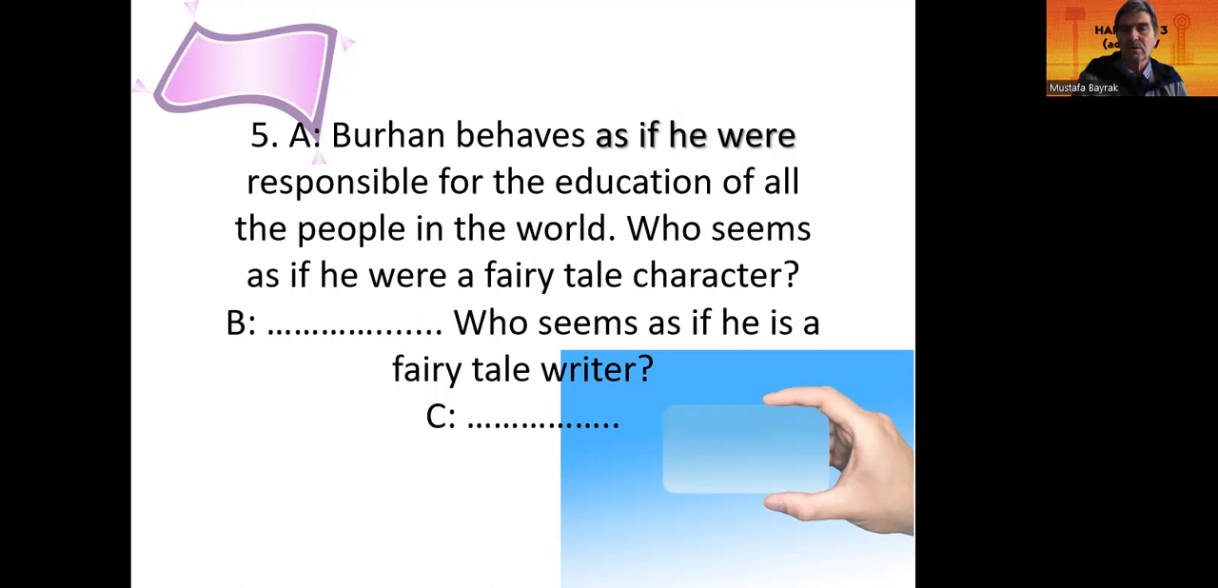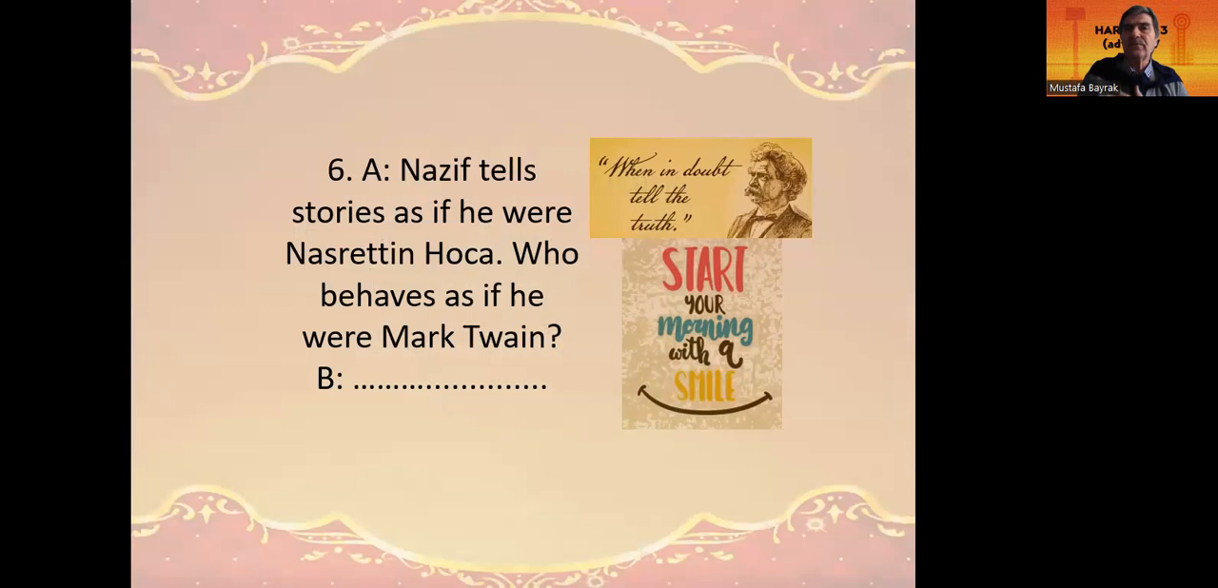Six, Nazif tells stories as if he were Nasrettin Hoca. Who behaves as if he were Mark Twain? Robert behaves as if he were Mark Twain. He is Robert. Mark Twain lived years ago, but Robert lives today. Robert behaves as if he were Mark Twain.